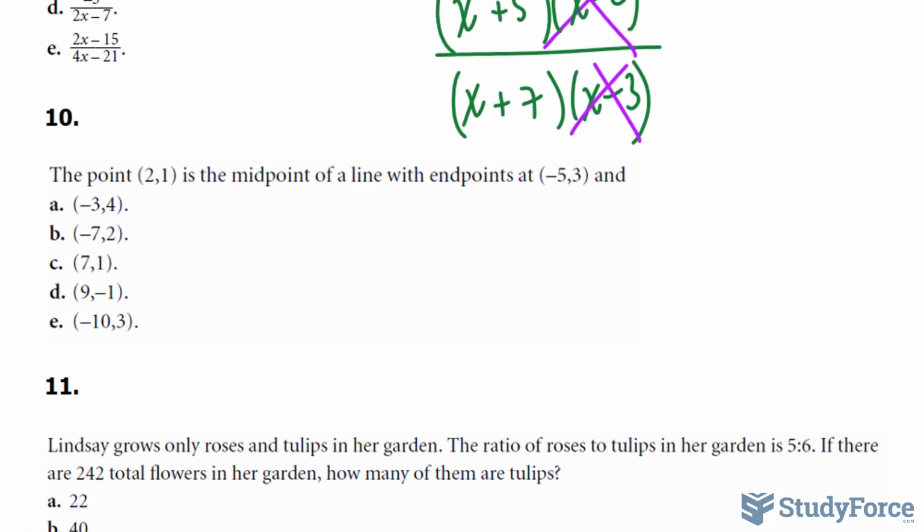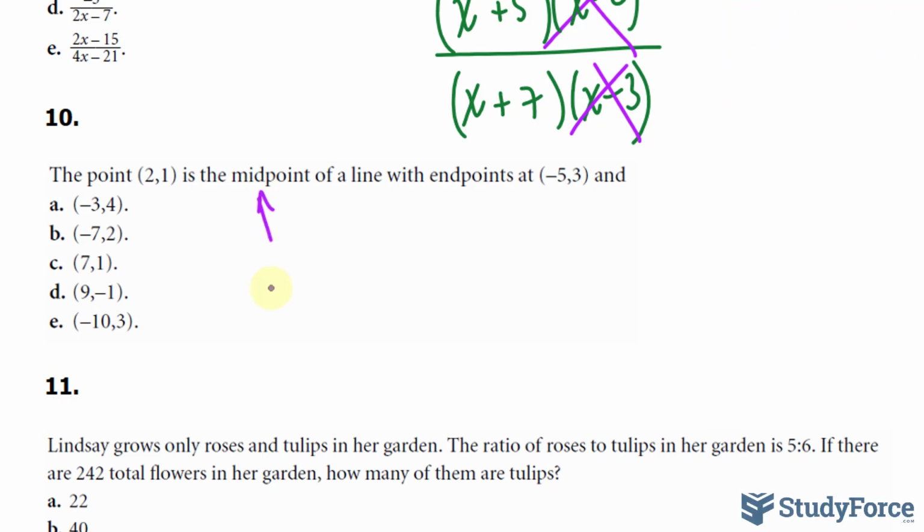In question 10, the point (2, 1) is the midpoint of the line with the endpoint at (negative 5, 3) and another endpoint. So you need to know the midpoint formula, obviously. The midpoint is the point along a line segment that is, as the name suggests, in the middle. What is the midpoint formula?